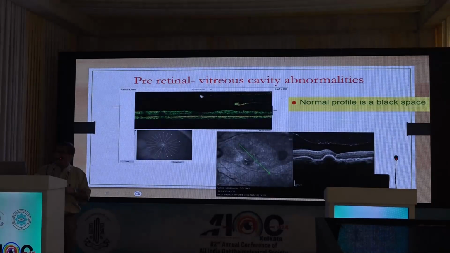So the black space is normal. This is a membrane which shows there's a PVD happening over here. You see it even better over here. You see there's a PVD in this area. So above the fovea, you see the fovea here? Above this, there's a PVD.